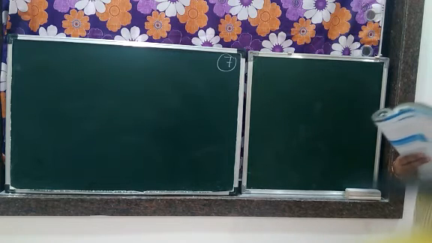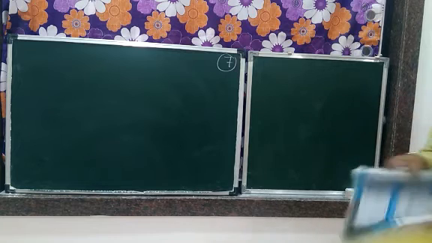Children, in our last class we completed exercise 9.2. Today we are going to start a new topic in rational numbers. We completed 9.1. Today in rational numbers we are going to start a new topic, that is operation of rational numbers. Operation of rational numbers means how do we solve rational numbers.